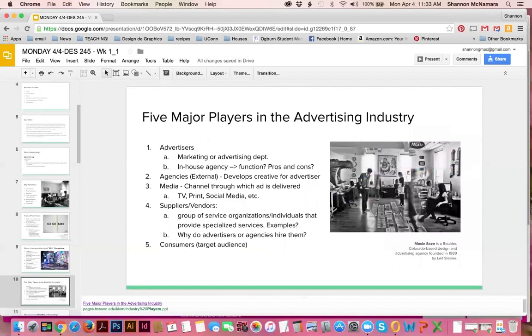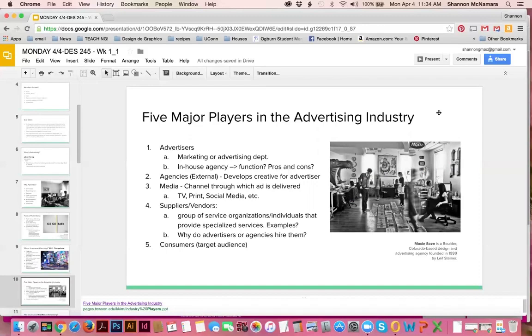So we have 5 major players in the advertising industry. The first are the advertisers, and that's your marketing or your advertising department. Some advertisers do all of their work in-house, and that's how they function. There are a couple of different pros and cons with that. One thing is they can control the cost. If they do it in-house, they can control the message, they hire the people, and just basically have everything under their control. However, there can also be cons to doing all of your advertising in-house.